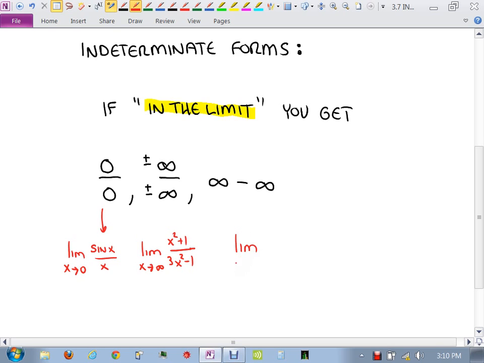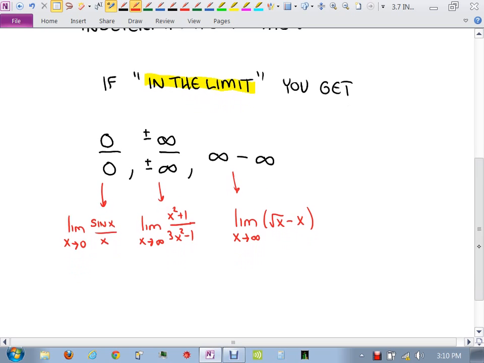And then something like this: limit as x goes to infinity of square root of x minus x. You had a quiz or test problem like that one. Again, infinity minus infinity. The way we did that one was we factored out a square root of x and then made it multiplication. So that's just me reminding you of some of the things that we've seen. Now I'd like you to consider some other forms that we have not looked at that are also indeterminate forms. So here are the new ones.